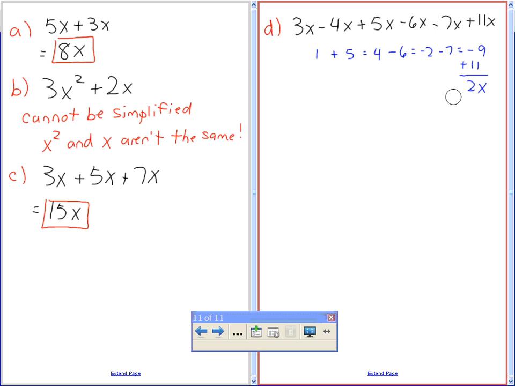Now I'm going to show you actually a few different ways to do that. 2x is what the answer is. Okay? The way I do it, because I'm not as smart as Noah, I write it like this.